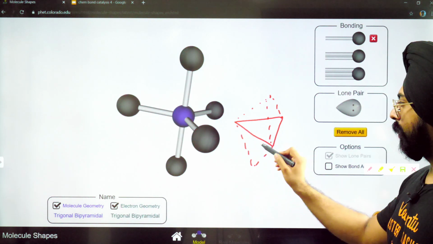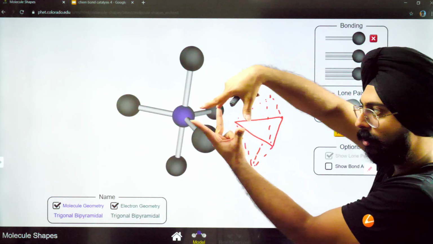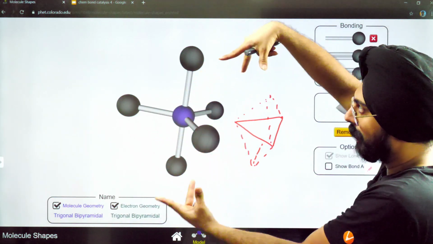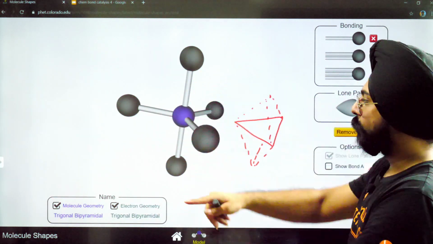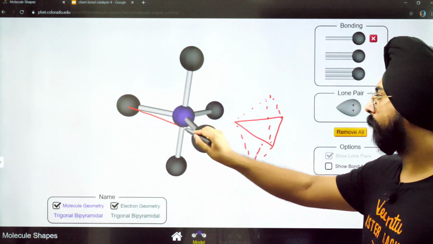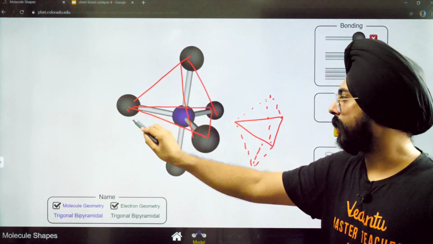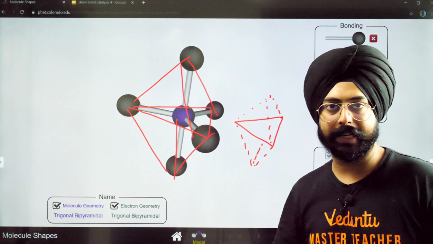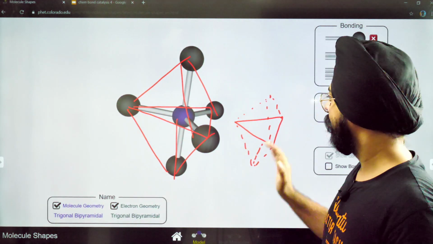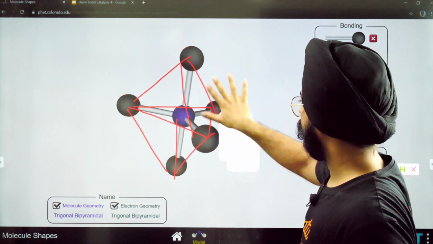I am pretty sure you can visualize two pyramids like this. Isn't it? Two pyramids joined together. So trigonal bipyramidal, a trigonal with two pyramids that can be imagined. So this is why we call it a trigonal bipyramidal.